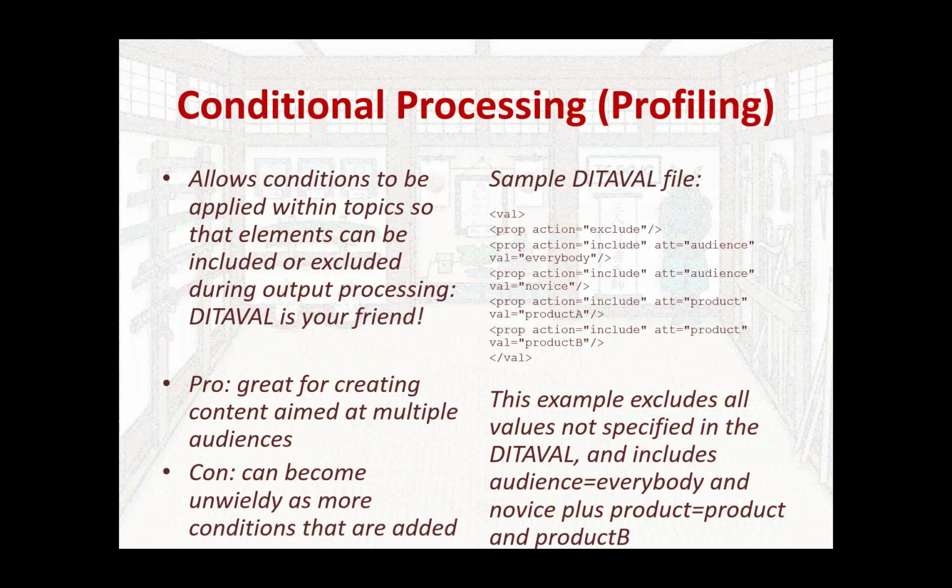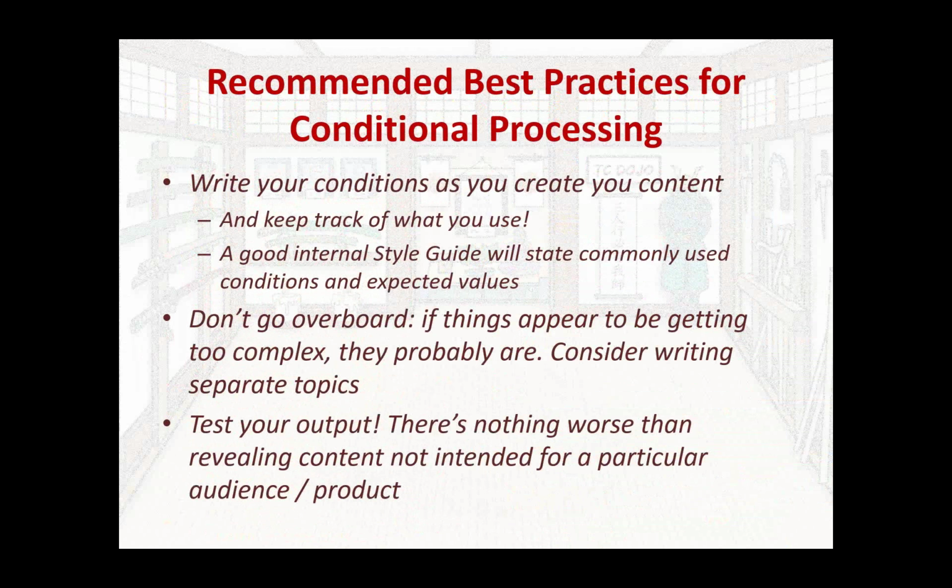The example I show here is actually showing you how to exclude values not specified. So it excludes all values not specified in the DITAVAL and includes audience equals everybody and novice plus product equals product A and product B. So that's what's going on in this. And by the way, I want to mention that this example DITAVAL is from the DITA 1.3 spec, which includes much better sample code than previous DITA specs. So if you're looking for good examples, there's lots of nice material in the most up-to-date DITA 1.3 specification. A lot of work was put in that area.